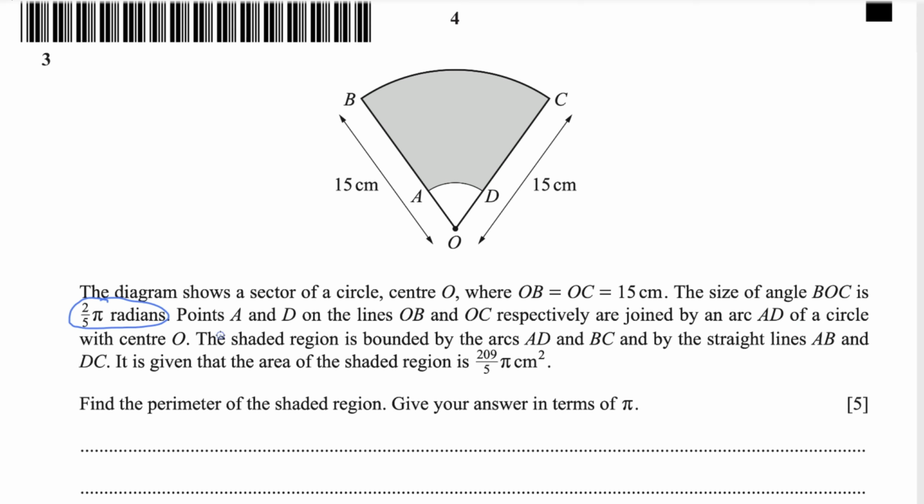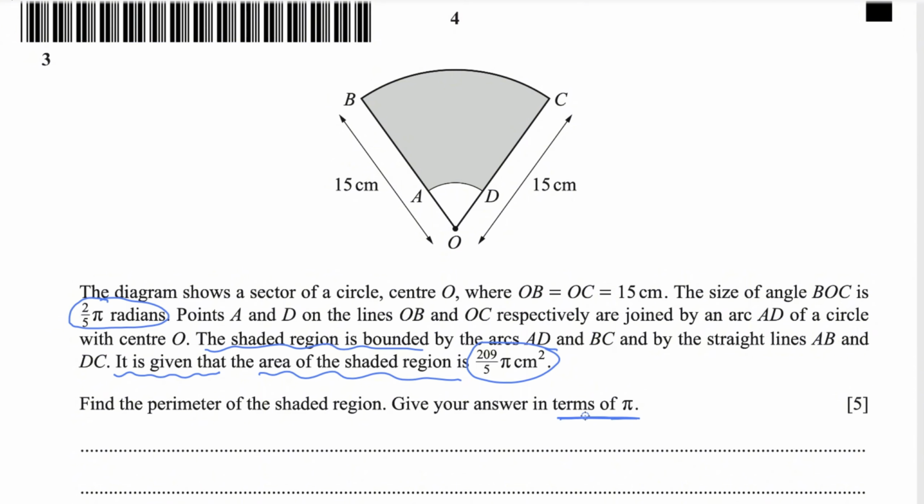The most important part here: the shaded region is bounded by the arcs AD and BC and by straight lines AB and DC. It is given that the area of the shaded region is 209 over 5 pi square centimeters. Find the perimeter of the shaded region. Perimeter is the sum of all sides, and your answer should be in terms of pi.